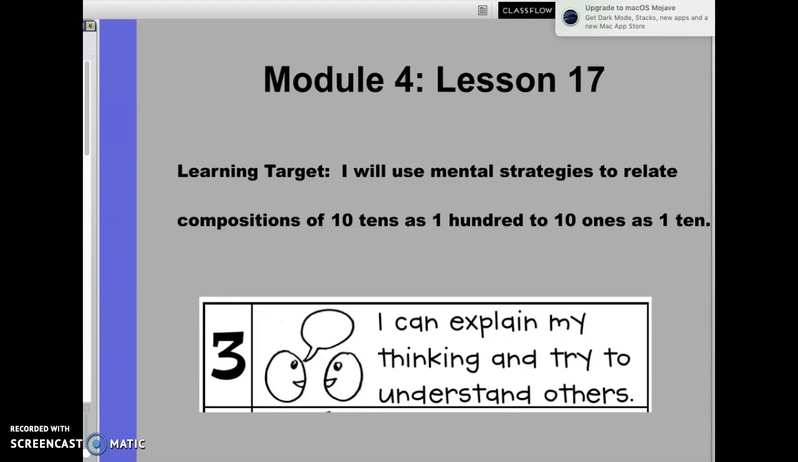Hi friends, we're on Module 4, Lesson 17. You're going to use your mental math strategies today to relate compositions of tens as 100 to 10 ones as 110. All right, you're going to need your dry erase board, your marker, and your sock. And don't forget, when it's time to work out the problems, you have to pause the videos to work them out.